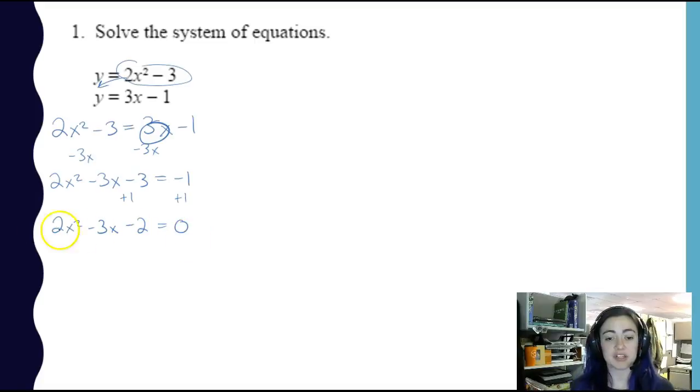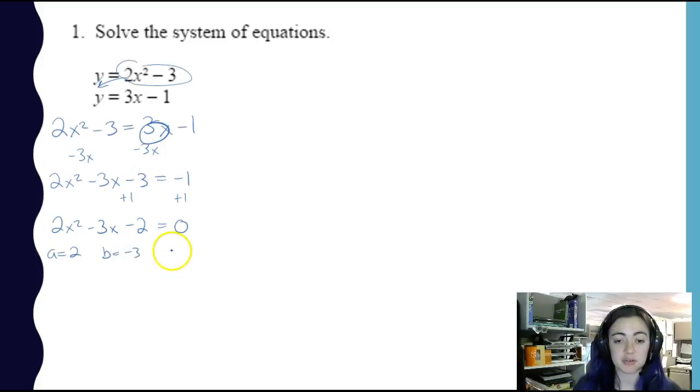Now that I have it equal to 0 and I have a quadratic, I can think about, well, let's factor this quadratic. Let's see if it can be factored. So remember, you're thinking a is 2, b is negative 3, c is negative 2. A times c is 2 times negative 2, or negative 4. So you can make that table. You want to make sure that you have factors of AC, so factors of negative 4, that add to b, in this case negative 3.